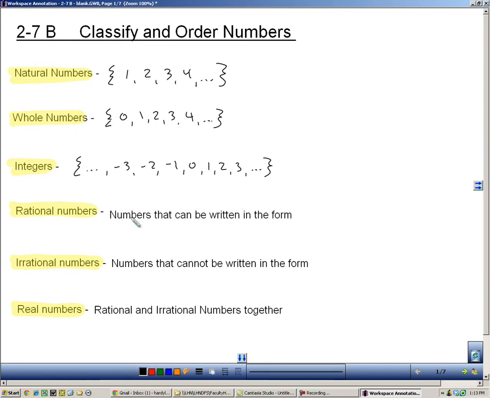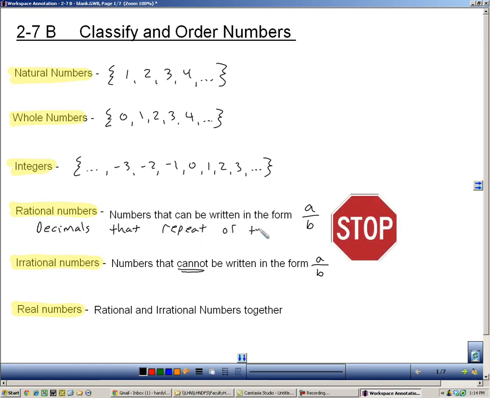We've also looked at what a rational number is in the past. Rational numbers are numbers that can be written as a fraction, the form a over b. Today we're going to introduce a different kind of number, a number called irrational, which cannot be written in the form a over b. I want to take some time and look a little bit deeper into rational and irrational numbers. See, rational numbers can, in addition to being in the form a over b, they can also be decimals that repeat or terminate, which means cut off.